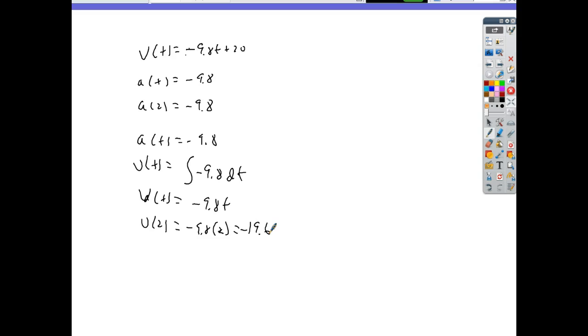What was our initial velocity? If I plugged in 0, I get 20. What happened to my 20? If I plug in 2, I should get 0.4 like we did in the previous worksheet. What am I, 0.4? It's gone. We broke it. So what's the problem?